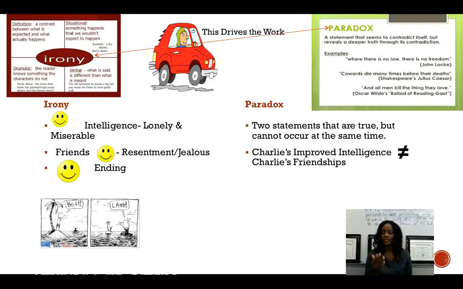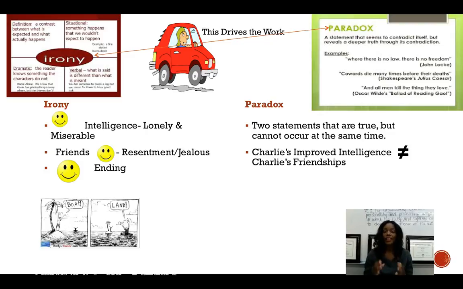Now, the paradox, as you can look above, is a statement that seems to contradict itself, but reveals a deeper truth through its contradiction. I think that's really insightful. So we could find specific instances of paradox, but the overall approach would be 2 statements that are true, but cannot occur at the same time.